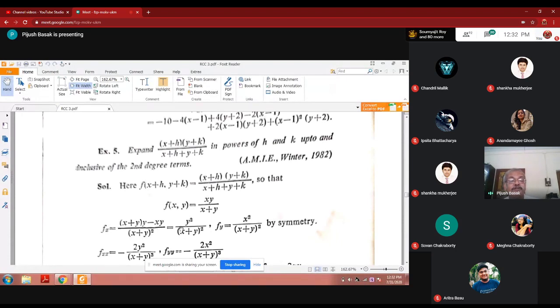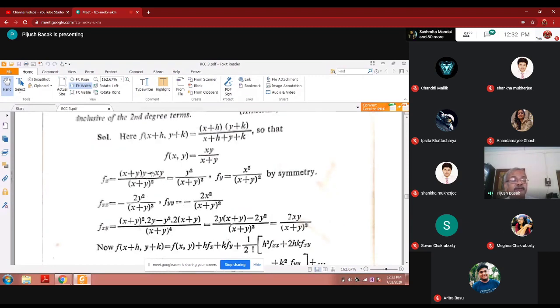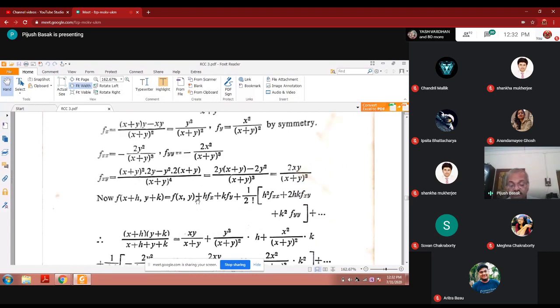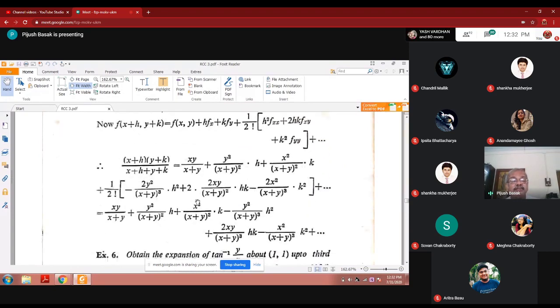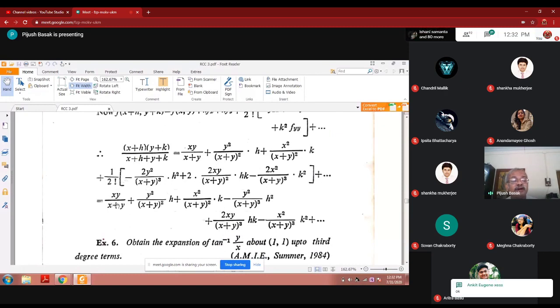I will not tell you how to do the first derivative; it is already well known to you. So the first derivative with respect to y is this. The second derivative with respect to x, fxx, is this. And fyy is this. And fxy is this. So substituting in Taylor's equation, you will get the final result: xy by (x plus y) square... h plus x square by (x plus y) whole square k minus y square by (x plus y) cube h square, etc.